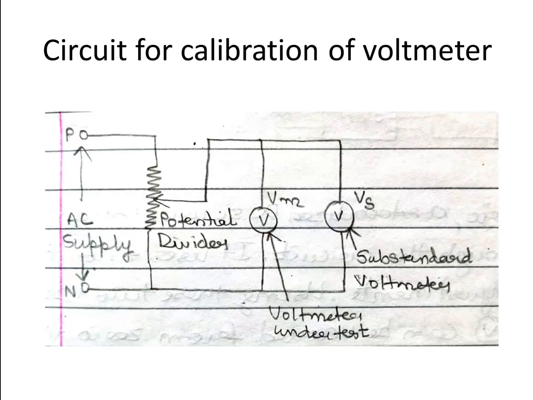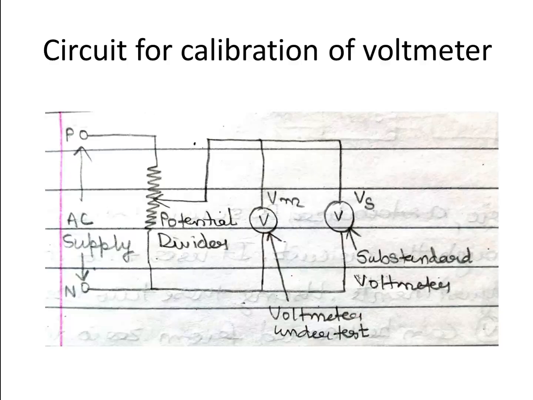Now we shall see calibration of voltmeter. Here also there are two voltmeters which are connected in parallel across the AC supply. Now we have used a potential divider to vary the supply voltage, since we will be taking approximately 5 readings of both the voltmeters. The first voltmeter is the test voltmeter, that is the voltmeter which needs calibration. And the second voltmeter is the substandard voltmeter or reference voltmeter or standard voltmeter.